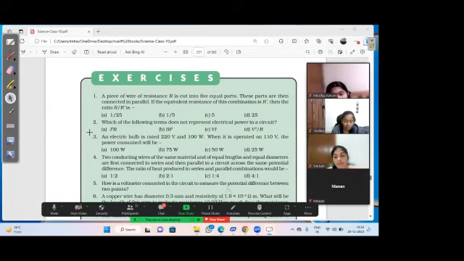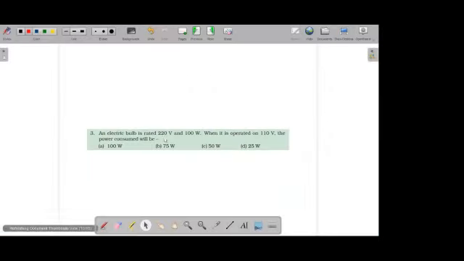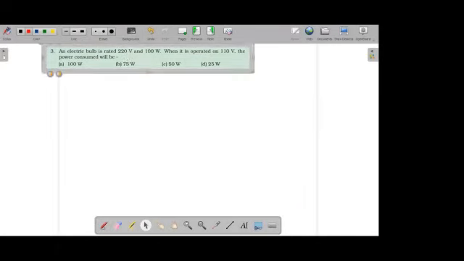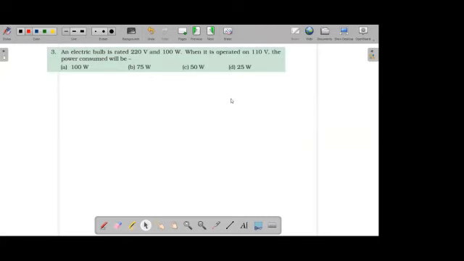What will be the answer to the second one? I R squared. Okay, see this one then. An electric bulb is rated 20 volt and 100 watt. When it is operated on 110 volt, the power consumed will be? So what will be the power consumed? This question will identify whether you know which formula is to be utilized. In this question, it will be clear to you which formula should be used.